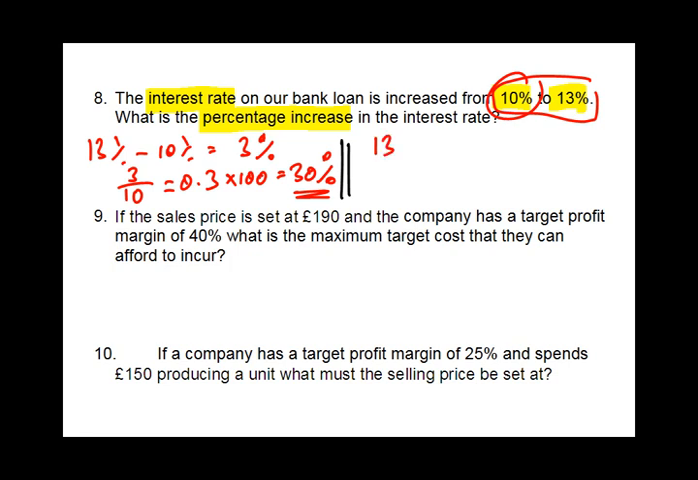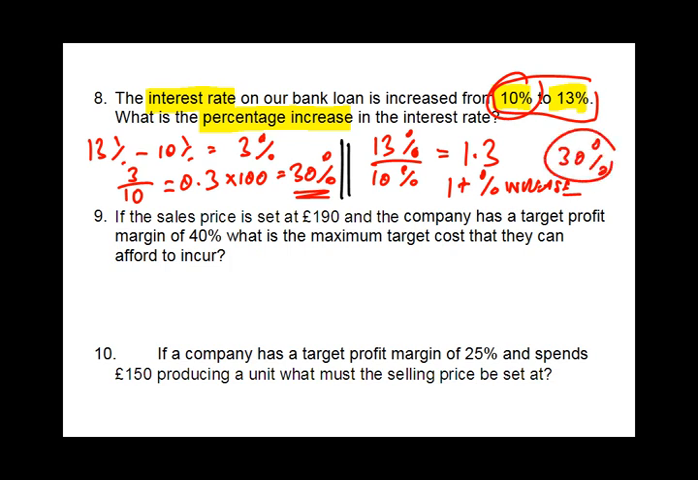The alternative approach is to take the figure it ends up at, divide by the figure that it starts at, which in this case 13 divided by 10 gives me 1.3, which is 1 plus the percentage increase expressed as a decimal, and 1 plus 0.3 is again a 30% increase in the interest rate. So do be particularly careful if you're looking at percentage changes on a percentage figure. Make sure you do your usual job of dividing back by the starting point.